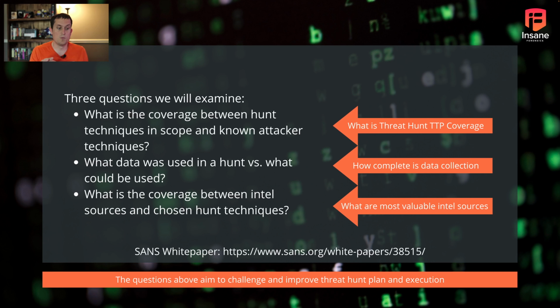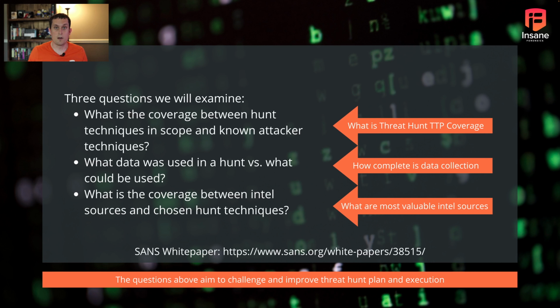And third question we'll look at is what's the coverage between intel sources and chosen hunt techniques? And what this will help you do is identify, hey, what threat intel sources are actually being the most efficient? Which ones are catching the most for me? Which ones am I using the most?